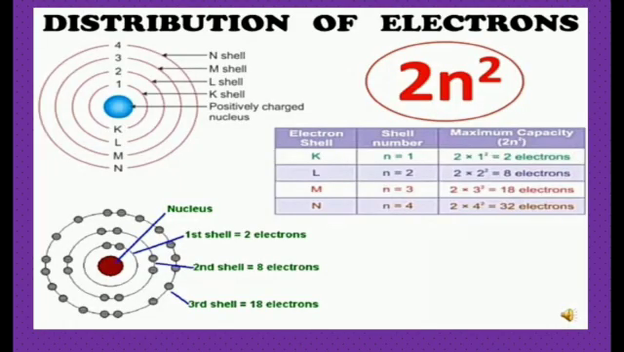Next is distribution of electrons. Look at the diagram. Blue color part that shows nucleus.